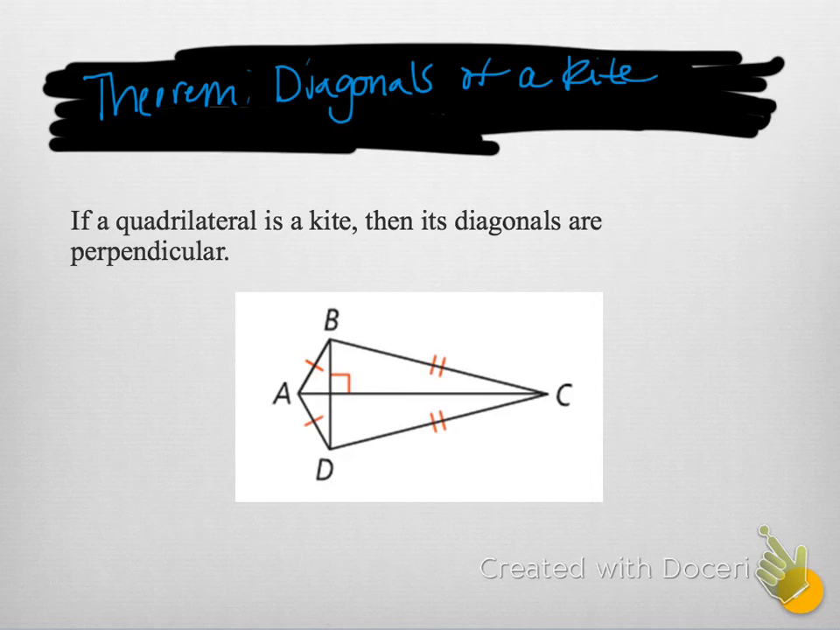Okay, theorem, diagonals of a kite. So if a quadrilateral is a kite, then its diagonals are perpendicular. So if I have my diagonal here and my diagonal here, it creates a perpendicular line.